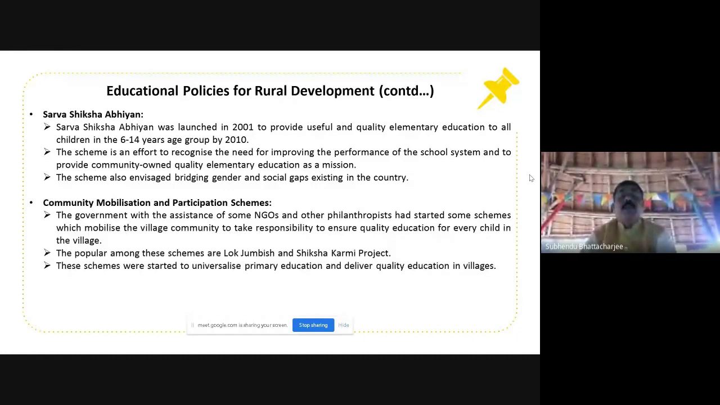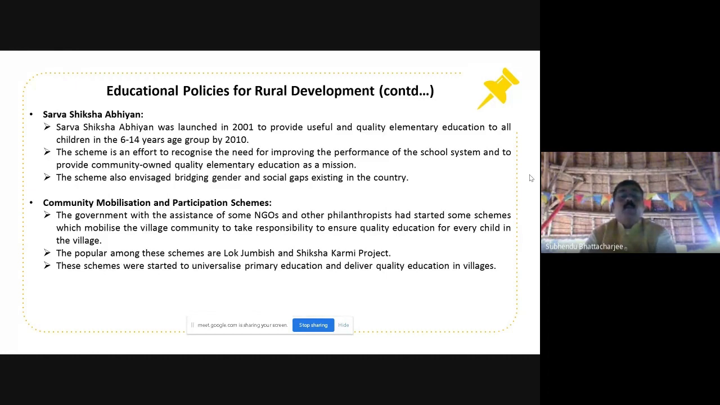The first time it was taken as a mission mode, although it was part of our constitution since the beginning in Article 45. The scheme also embraces bridging gender and social gaps existing in the country. And as I said, community mobilization, which was started from the DPEP program, was given more emphasis in Sarva Shiksha Abhiyan, with the assistance of some NGOs and other philanthropies.